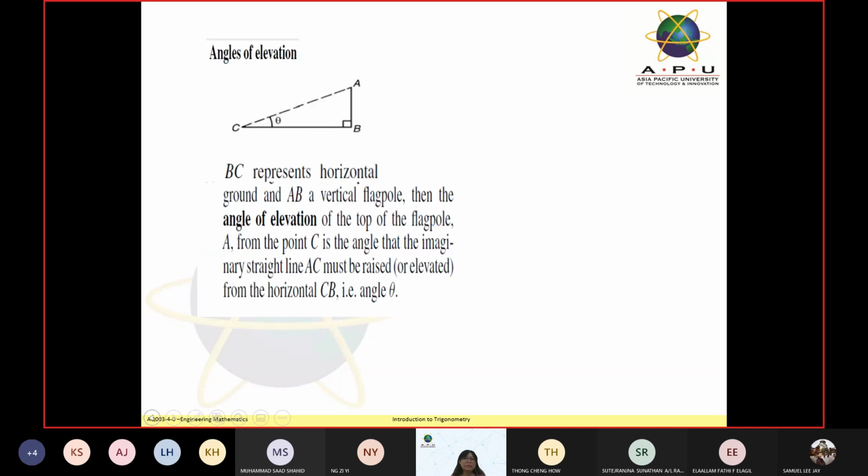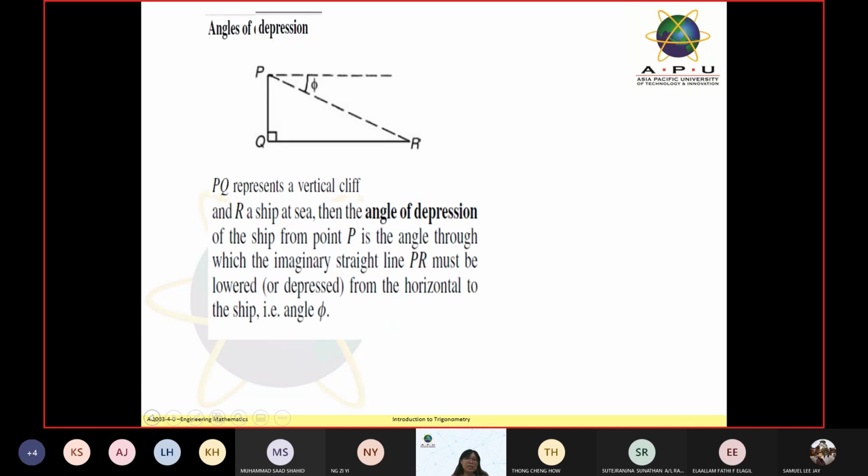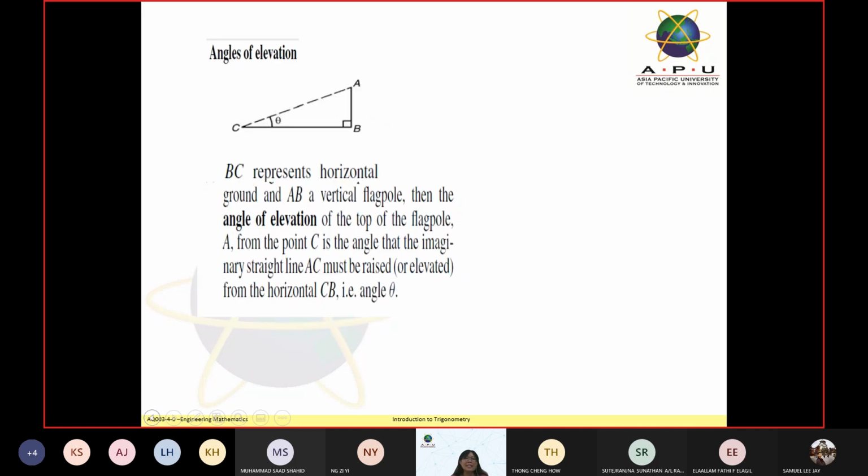We continue with the angles of elevation and angles of depression. Let's understand what is meant by the two terms here, elevation and depression. Why is it so important? Because sometimes when it comes to some of the problems, we will describe the problem saying that the angle of elevation is this, the angle of depression is this. So you need to understand what angles of elevation and angles of depression mean.